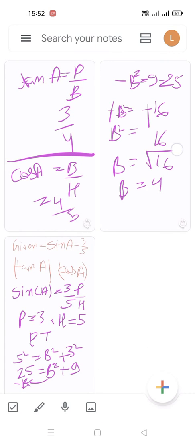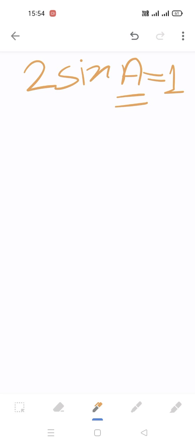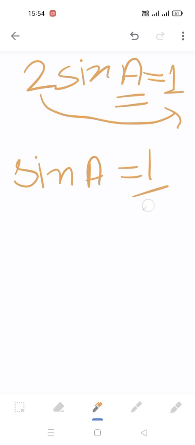Okay, one more question in this chapter that is asked very much. 2 sine a is equal to 1. If we have to find the value of a, how can we find it? Simply write sine a is equal to 1, and this 2 comes here, 1 upon 2. So sine a. Now what is the value of 1 upon 2?